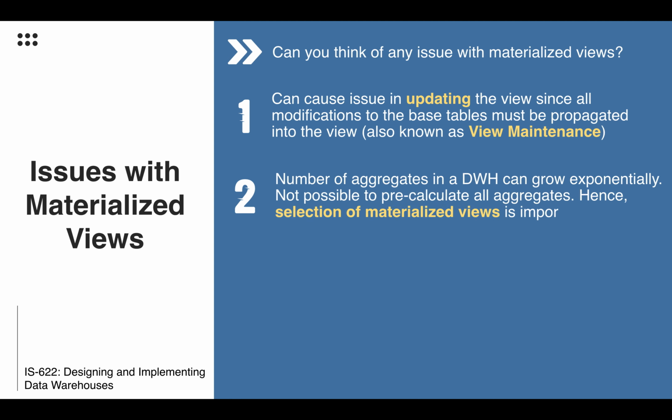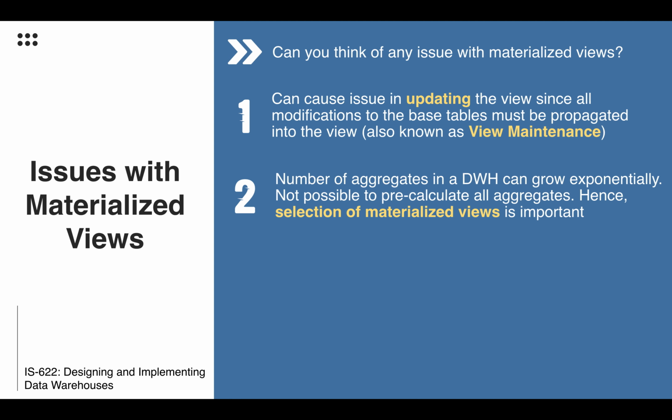Another issue here is that the number of aggregates that you want to calculate in a data warehouse usually increases exponentially. So it's not possible to create all possible aggregates. You cannot create summary tables for all possible values. You remember I told you aggregates can be monthly values or weekly values or quarterly values. Now there are many types of aggregates, daily, monthly, and you can do it by city, by province, by country. So there are many possible aggregates, but you cannot do all of them. You cannot create views for all of them.